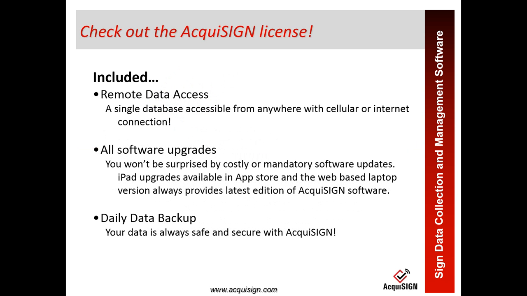Check out the AcquiSIGN license. What's included? Remote data access, a single database accessible from anywhere with cellular or internet connection. All software upgrades, iPad upgrades available in the App Store, and the web-based laptop version always provides the latest edition of AcquiSIGN software. And finally, daily data backup. Your data is always safe and secure with AcquiSIGN.